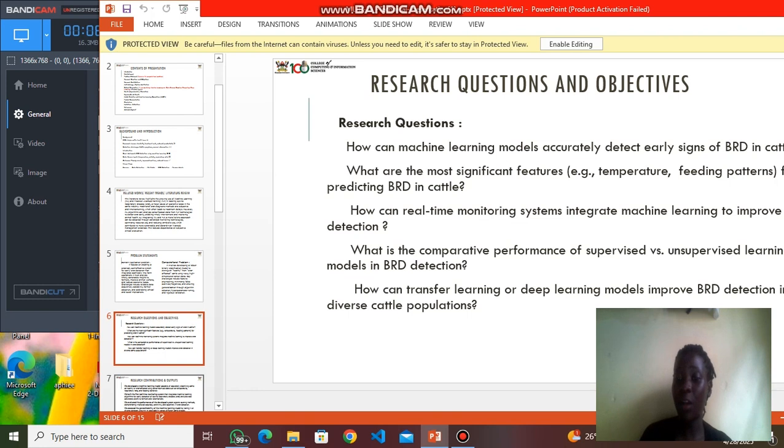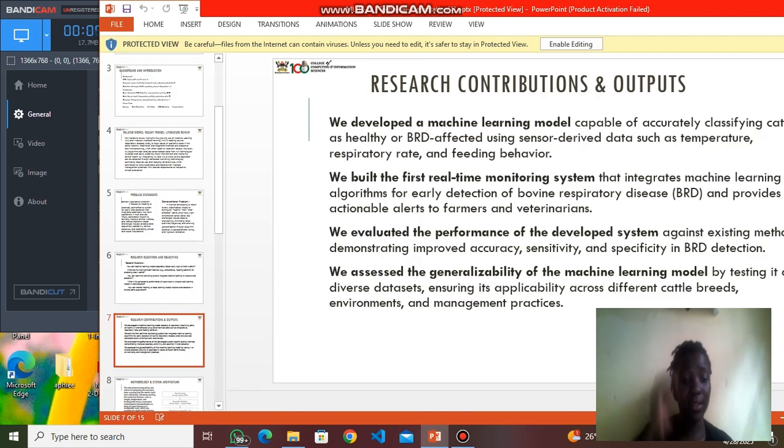Our main focus is all about decision making. As the decision is really fast, how can transfer learning or deep learning models improve BRD detection in diverse cattle populations? We're basically focusing on generalizability in this case. We're looking at the bigger picture: how can our system accurately and efficiently detect the BRD disease in cattle?